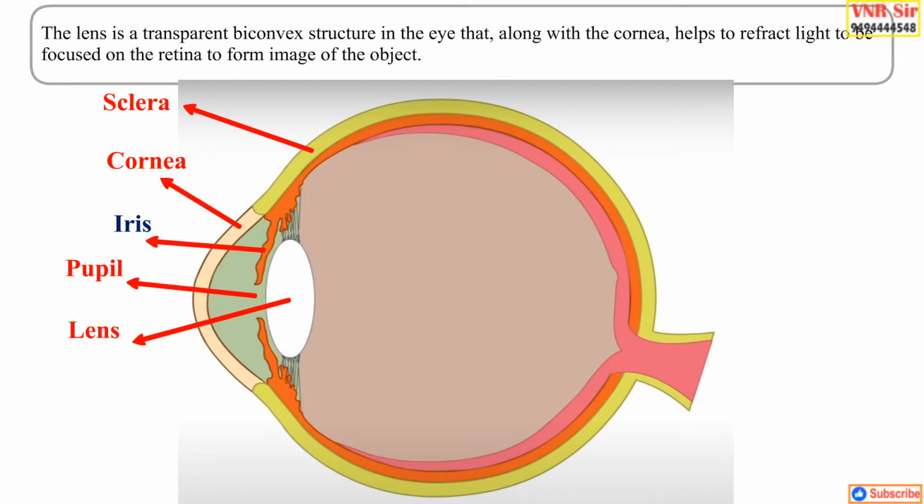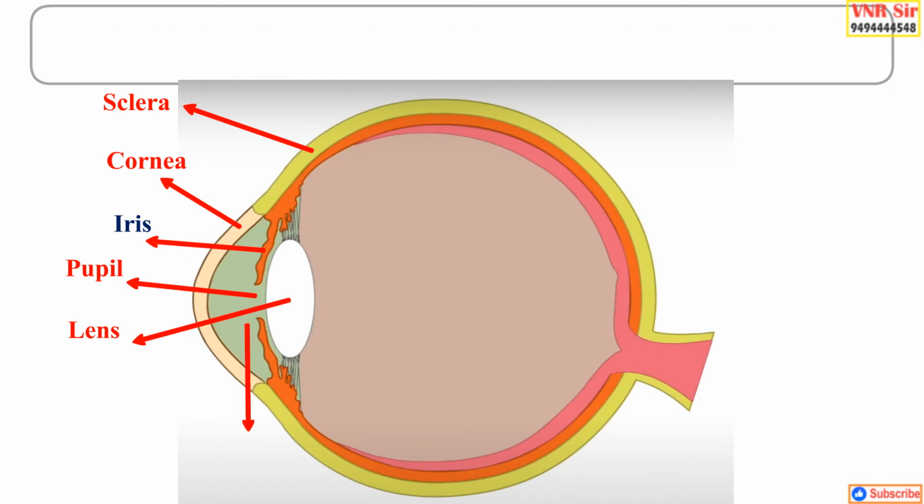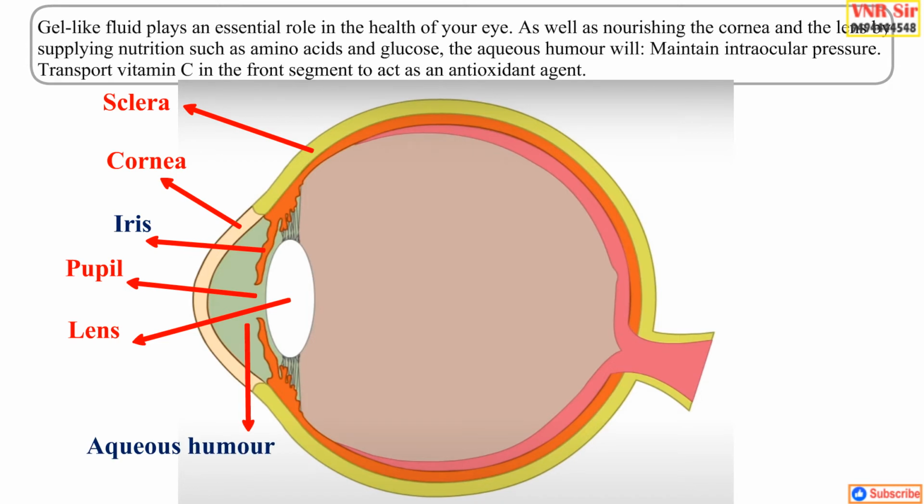And the next part is the aqueous humor. A gel-like fluid, it plays an essential role in the health of your eye, as well as nourishing the cornea and the lens by supplying nutrition such as amino acids and glucose. The aqueous humor maintains intraocular pressure and transports vitamin C in the front segment to act as an antioxidant agent.